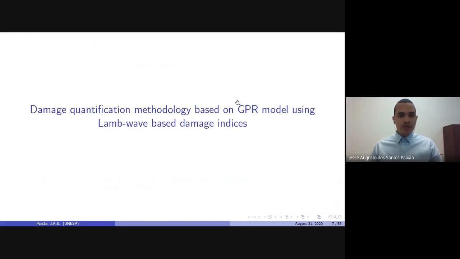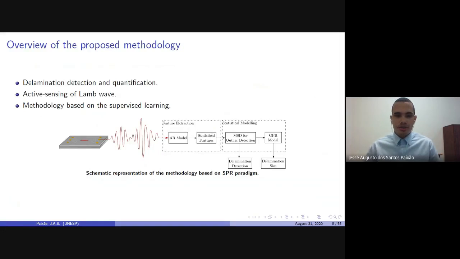Now I will present the damage quantification methodology using Lamb wave-based damage indices. In this case, we are interested in the primary problem statement, where we're interested in delamination detection and quantification using Lamb wave signals. The methodology proposed here is based on supervised learning, so it has to be implemented in two steps. The first step is the training, and the second is the test step.